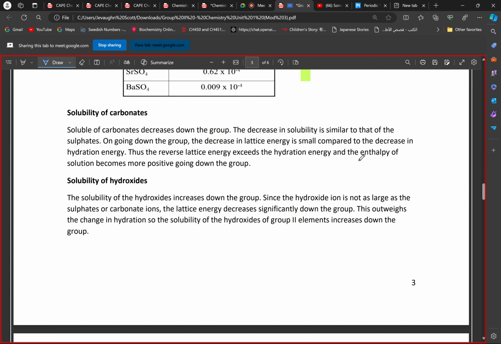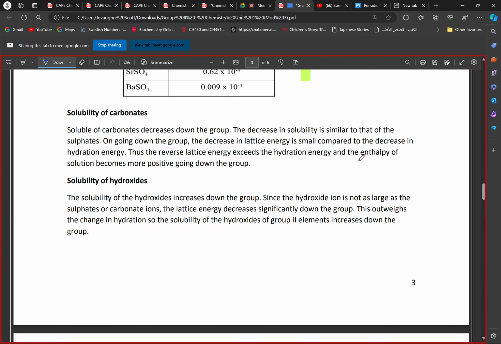So which will be more soluble, our strontium carbonate or magnesium carbonate? Which is more soluble? Strontium carbonate or magnesium carbonate? Magnesium. It would be magnesium, right? Because magnesium is above strontium in the group.